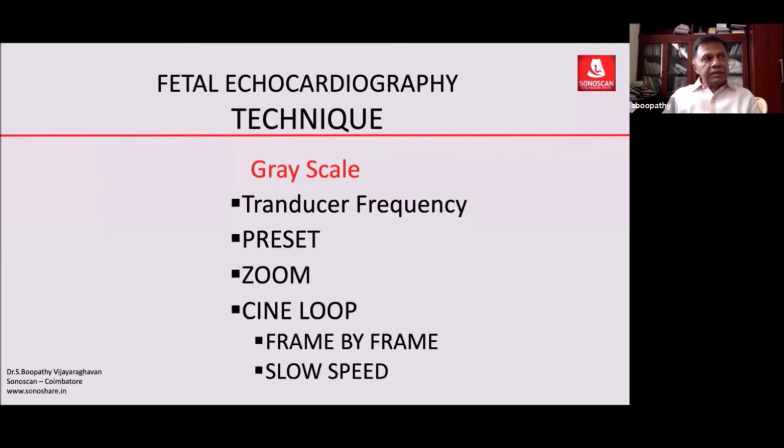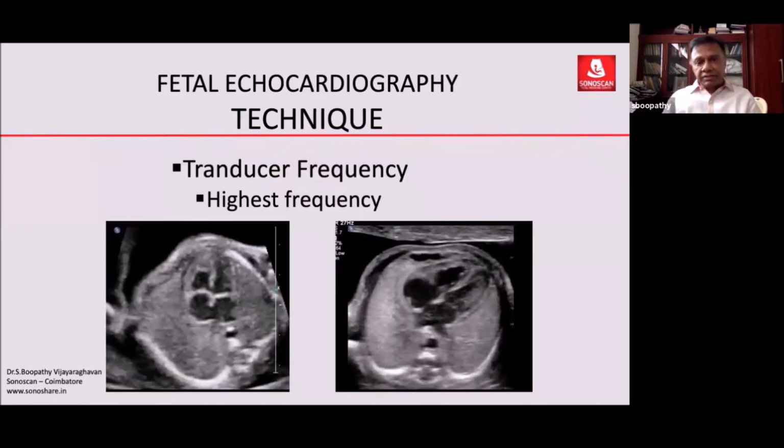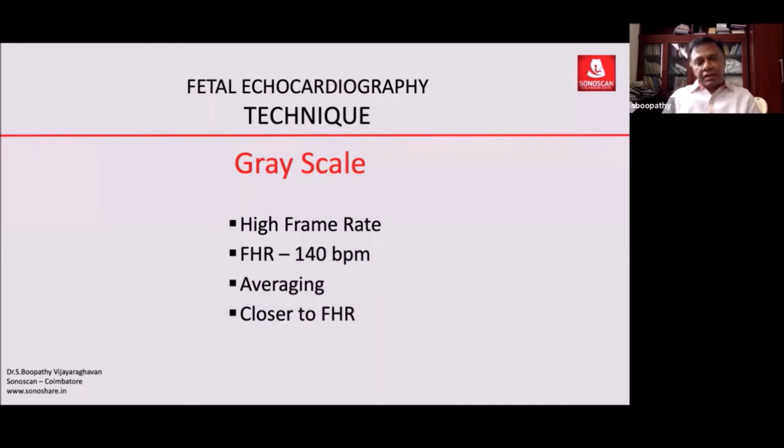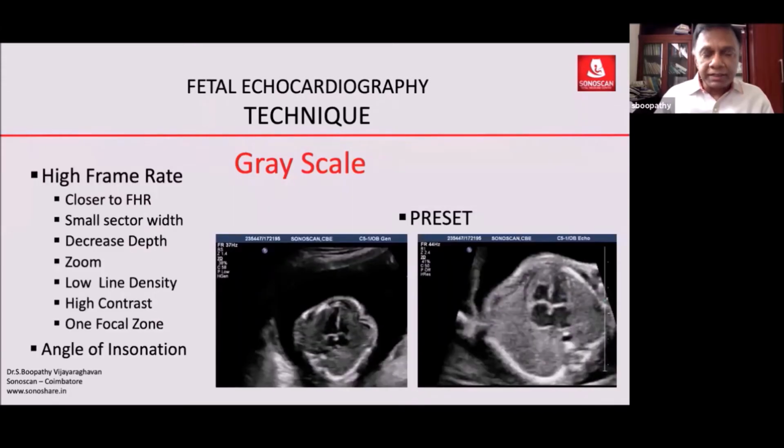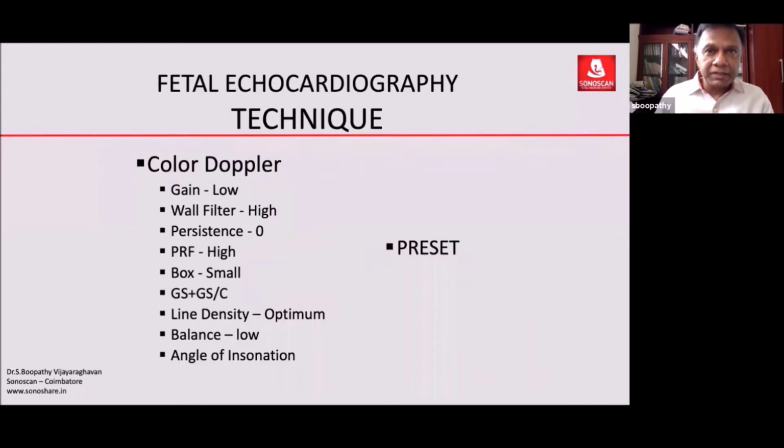Now the technique, the grayscale. The first is the transducer frequency. We'll see one by one. The transducer frame rate for imaging of about, say, 45, so then it doesn't match the fetal heart rate. So definitely there will be an averaging, because in one frame, a small sector width decreases the depth of the image. The frame rate has to be high. So because the velocity of blood flow is high in the heart, the color box has to be small.